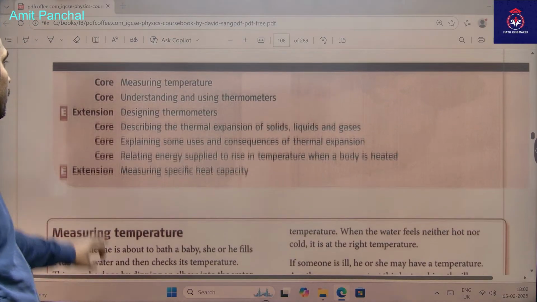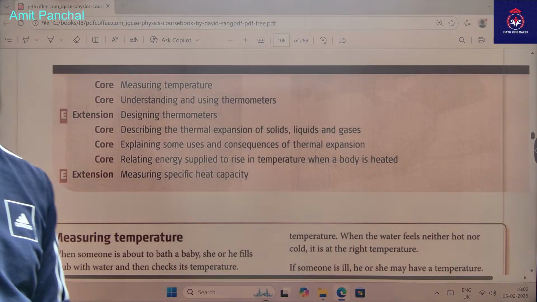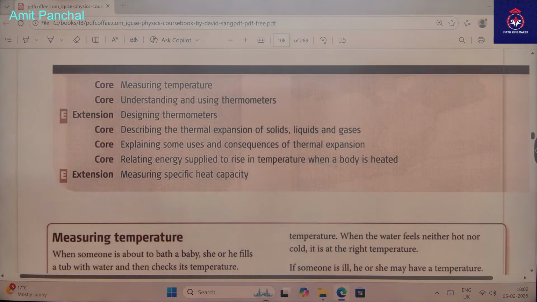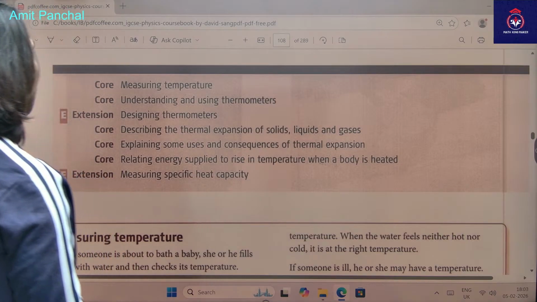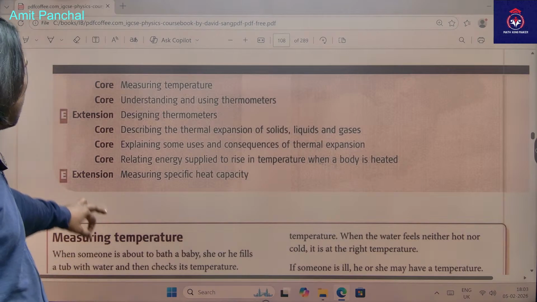Okay, now in this chapter we are going to study about measuring temperature. We'll measure temperature with the help of a thermometer. It's an equipment to measure temperature. Understanding and using thermometers, designing thermometers, describing the thermal expansion of solids, liquids and gases, explaining some uses and consequences of thermal expansion.